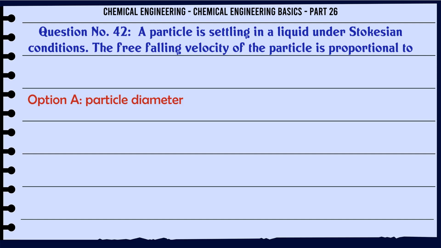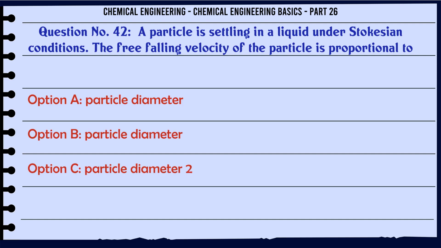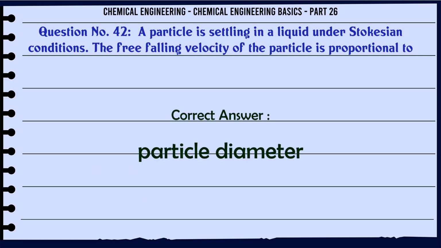A particle is settling in a liquid under Stokesian conditions. The free-falling velocity of the particle is proportional to A. Particle diameter. B. Particle diameter. C. Particle diameter squared. D. Particle diameter cubed. The correct answer is particle diameter squared.